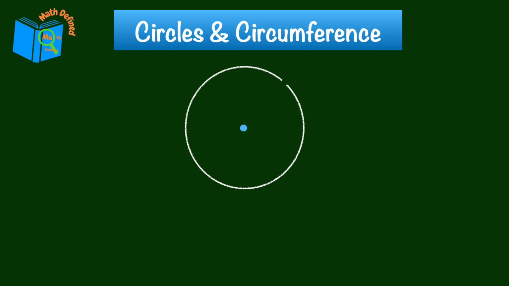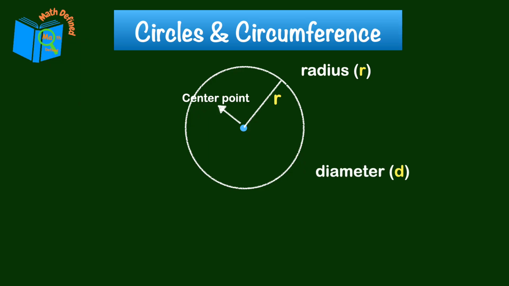A circle is the set of all points that are equidistant from a point in the center called the center point. A radius is a line segment that has one endpoint at the center and the other on the circle. A diameter is another straight line called a chord that goes all the way across the circle, passing right through the center point. Think of it as two radii, that's the plural of radius, put together. So the diameter is always twice the radius, and the radius is always half of the diameter.